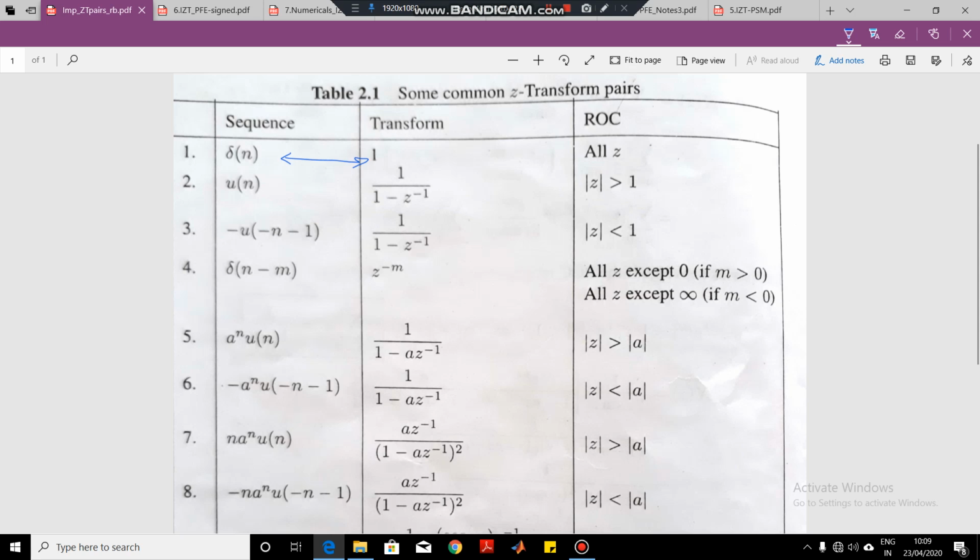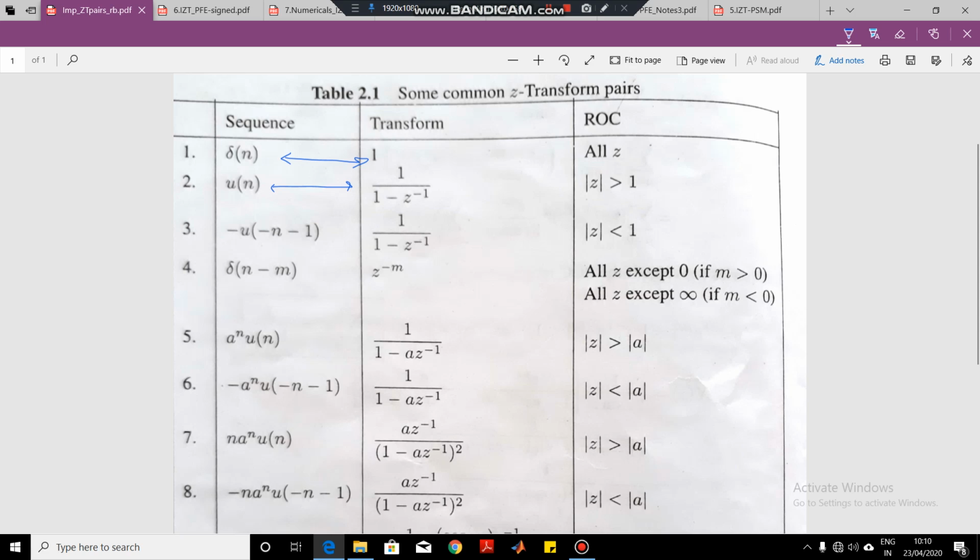Similarly, the Z transform of u of n is given by 1 upon 1 minus z raised to minus 1. We have already solved this numerical and found the Z transform, but you have to remember this Z transform directly, because these pairs will be used directly in the numericals for inverse Z transform. So the inverse Z transform of 1 upon 1 minus z raised to minus 1 is u of n. The ROC here is important: the ROC is mod of z greater than 1.